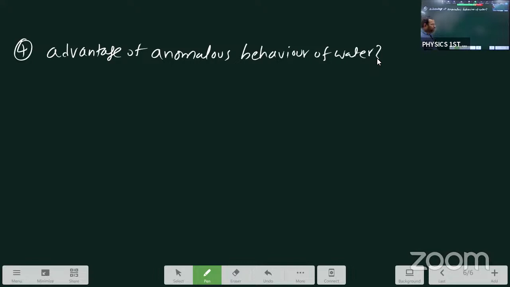Total 4 different points here, student. Before that, what is the anomalous behavior of water? Listen carefully, student. Depending on this only, we are going to the advantage. Advantage, total 4 points. This one is especially a benefit for cold countries, not for our country.